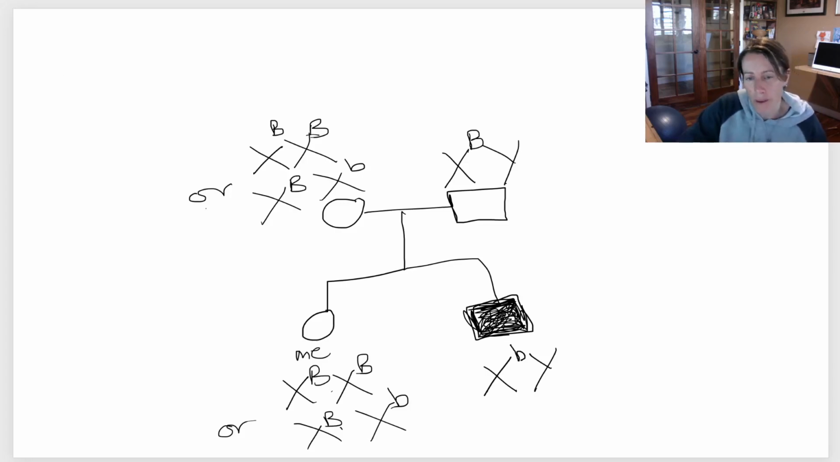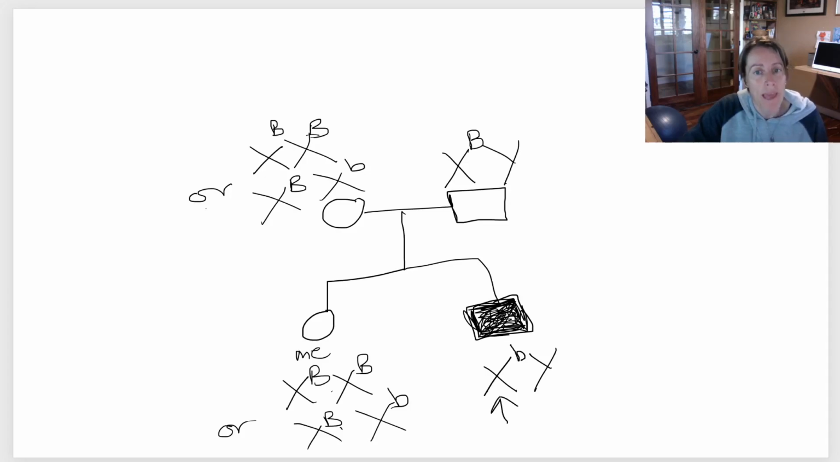Let's look at my brother. For my brother to be male, he must have got this Y chromosome from my dad, right? He got one of these from my mom and one of these from my dad. Well, my mom doesn't even have a Y to give him, because if she had a Y, she wouldn't be my mom, she'd be my dad. So we know for a fact that this Y came from my dad, which means this one must have come from my mom, right?